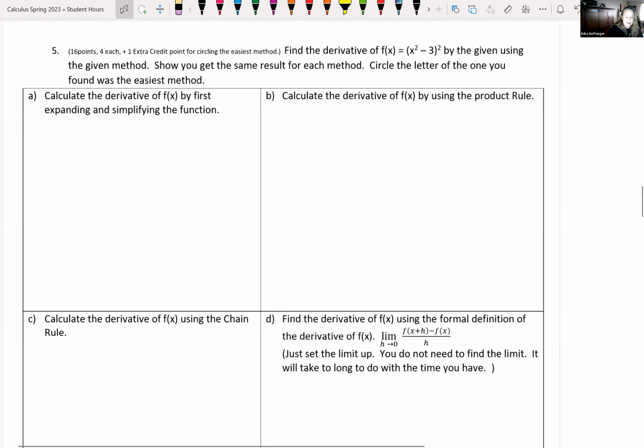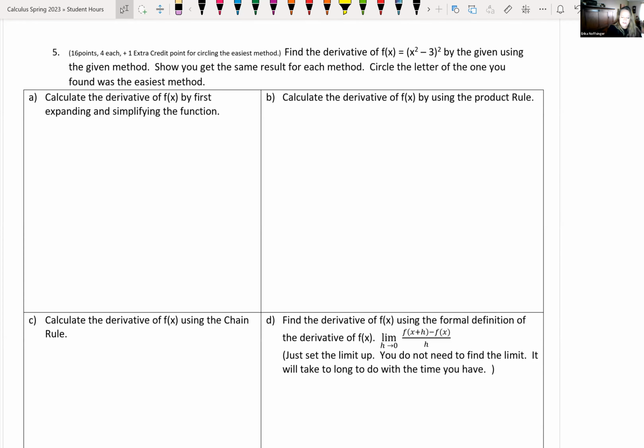Problem number 5. Find the derivative of f of x equals (x squared minus 3) quantity squared using the given method. Okay, so we're going to use the method that tells us to find the derivative. Show you get the same result for each method. Circle the letter of the one you found was the easiest method.